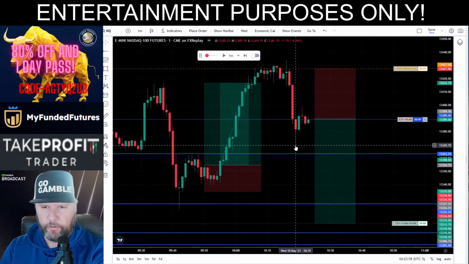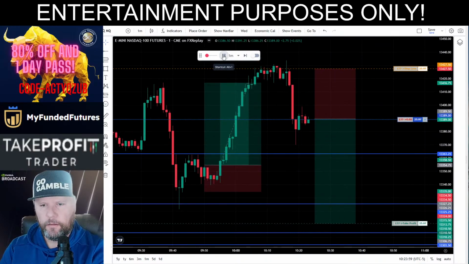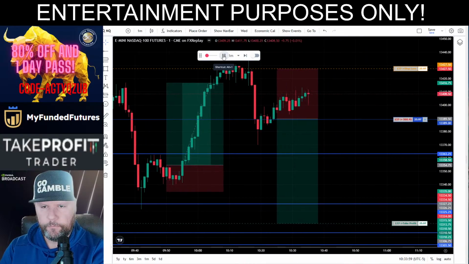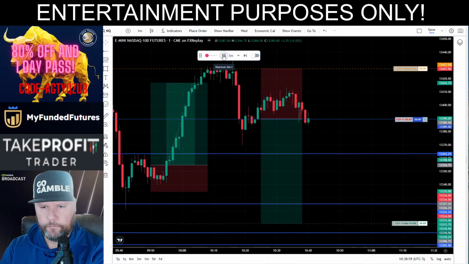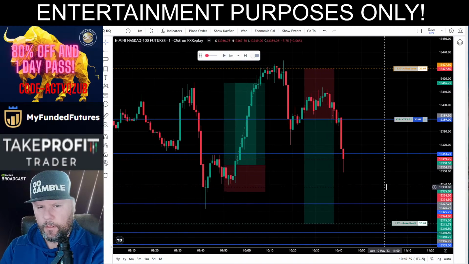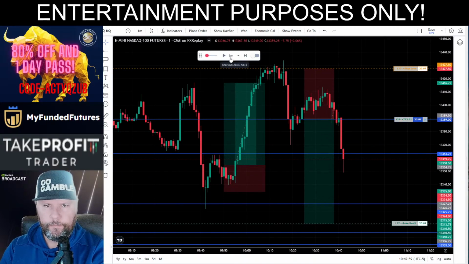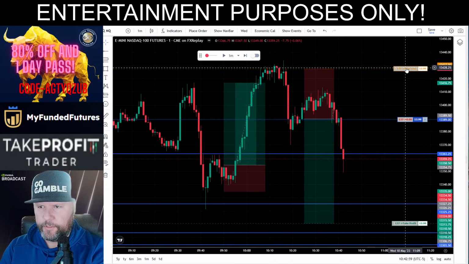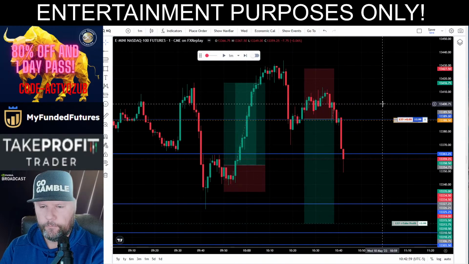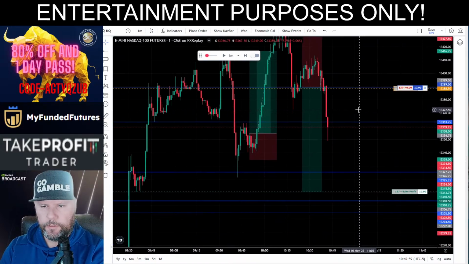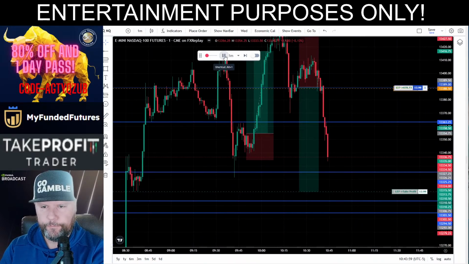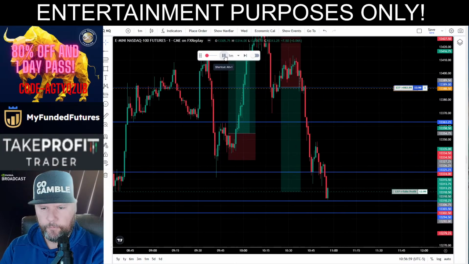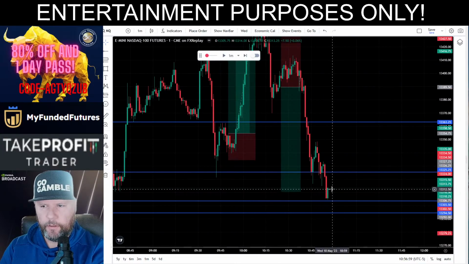So back below this swing, we break even this thing, right there. We will scale half, break even stop. And then let's see how far she can go. And there we are.